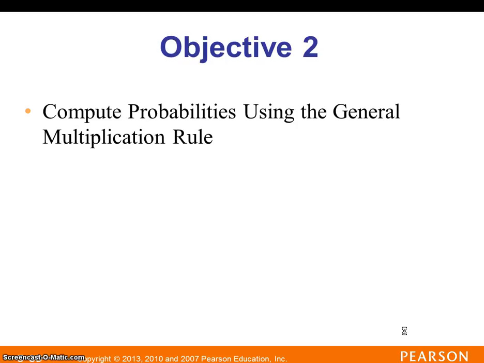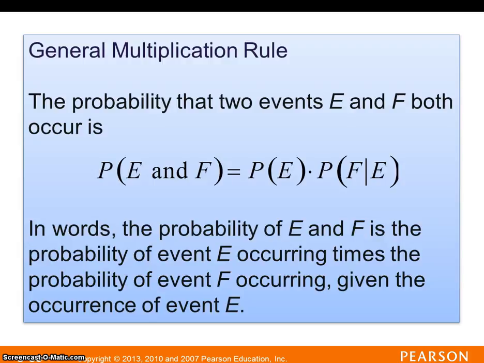So we can compute probabilities using the general multiplication rule. The probability that the two events E and F both occur is given by, in this case, remember it was the probability of E times the probability of F in the last section. But in this case, they may not be mutually exclusive. So in other words, the probability of E and F is the probability of event E occurring times the probability of event F occurring, given the occurrence of event E.